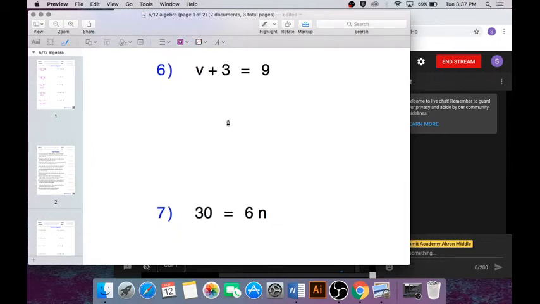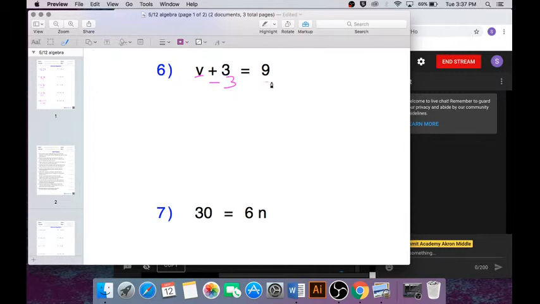For number 6, we have v plus 3 equals 9. Identify our variable. We're going to look at what's attached to the variable, which is a plus 3. The inverse or opposite of a plus 3 is a minus 3. So we're going to subtract 3.